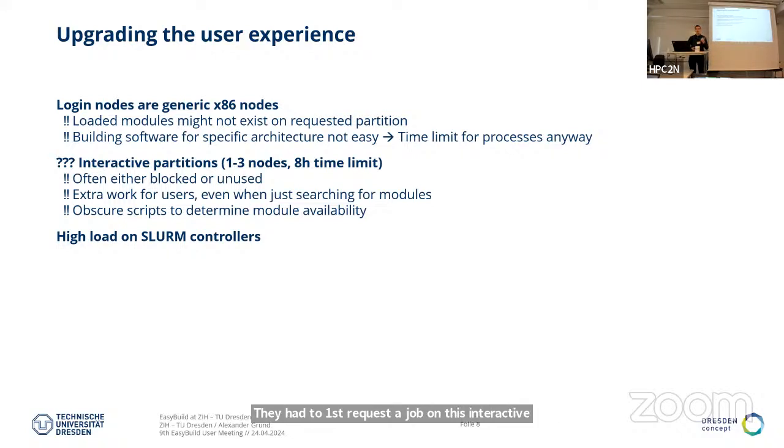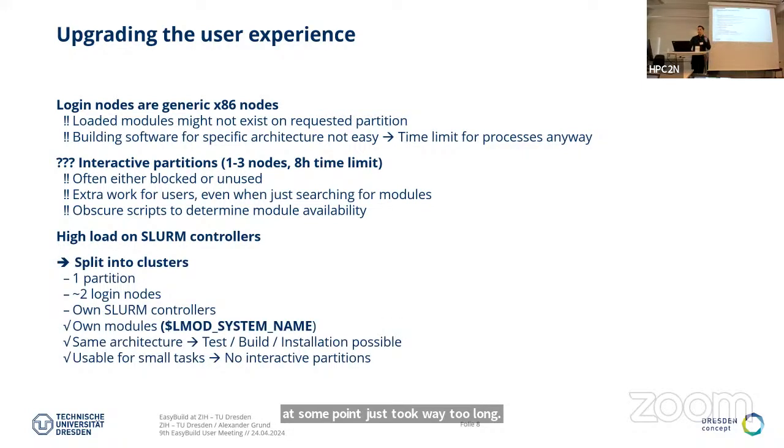And because not all modules were actually installed for all partitions, we had to provide some pretty obscure scripts such that the users can find out if the module will be available for their partition. Yeah. And with the growing number of architectures, the number of partitions also kept growing, which was a lot of stress for the Slurm controller, where the scheduler at some point just took way too long. So we split everything up into subclusters, each with their own login nodes and basically just a single partition, each getting their own Slurm controller.